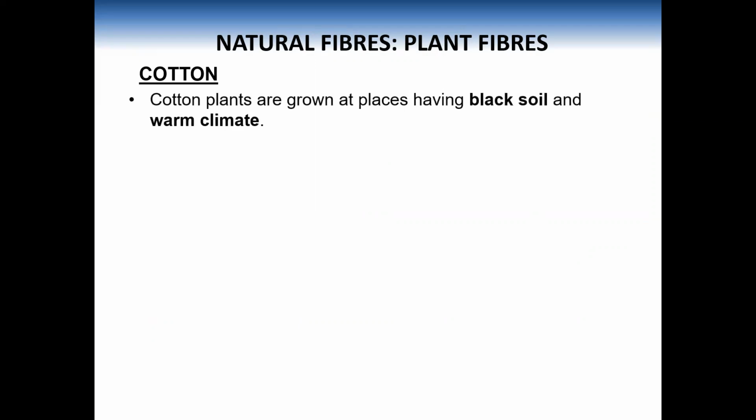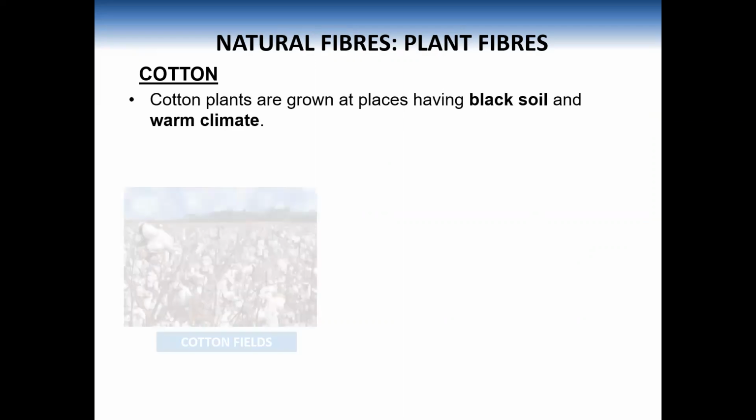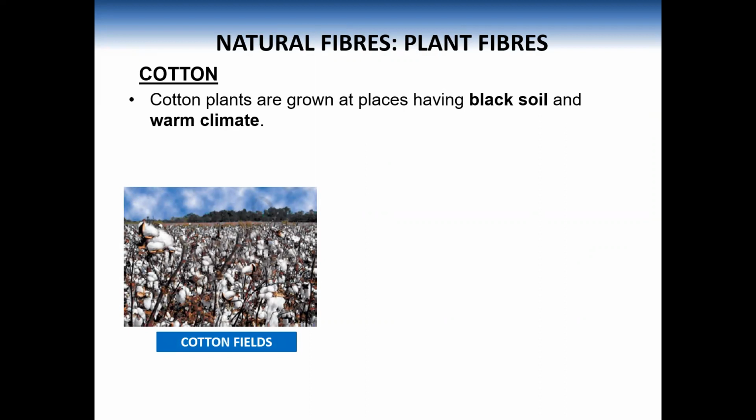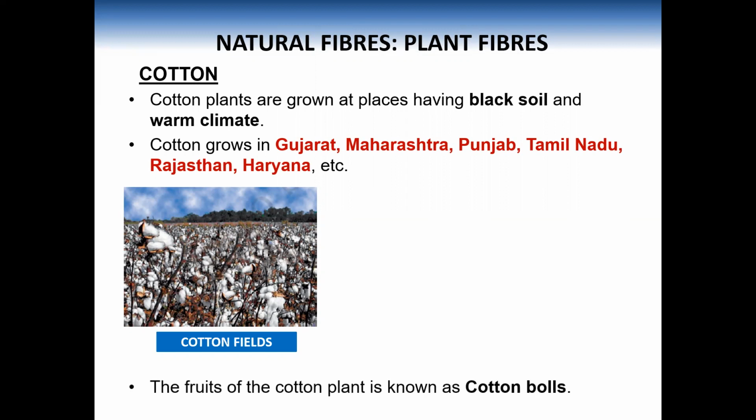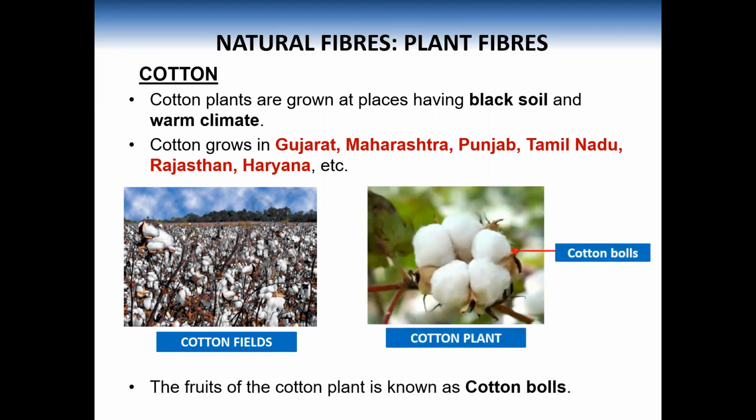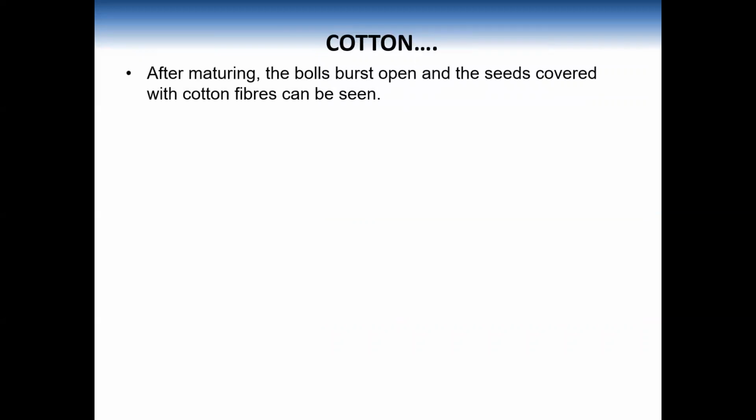Cotton plants are grown in places having black soil and warm climate. If you look closely at any cotton field, it seems to be covered with snow. Cotton grows in Gujarat, Maharashtra, Punjab, Tamil Nadu, Rajasthan, Haryana. The fruits of the cotton plant are also known as cotton balls. When they mature, these balls burst open and the seeds covered with cotton can be seen.